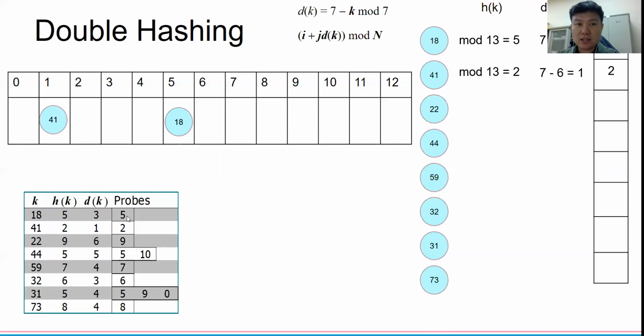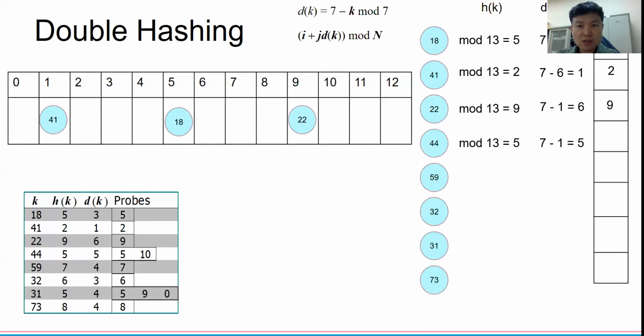And what about the next? So we have 41. 41 mod 13 is 2, and the TK result is 1. Because 2 is empty, just put it on the index 2. What about 22? 22 mod 13 is 9, and the TK equals 6. 9 is empty, so just put it in the index 9.